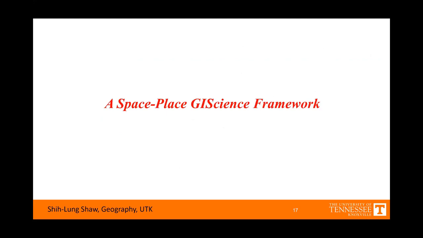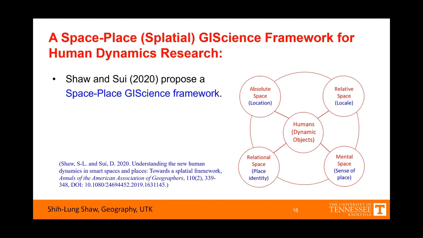A few years ago, I and my co-author, Daniel Sui, who used to be a faculty member here and is now the vice president for research at Virginia Tech, co-published a paper in the Annals of the American Association of Geographers in 2020. And this is the framework. Conventional GIS is centered on locations in absolute space. But we argue that now we want to change that. We want to put humans at the center, because a lot of the challenges we are facing today start with humans. And we must consider humans as dynamic living objects.